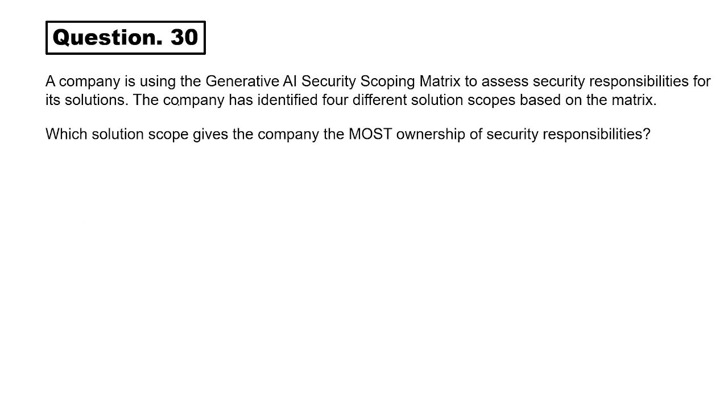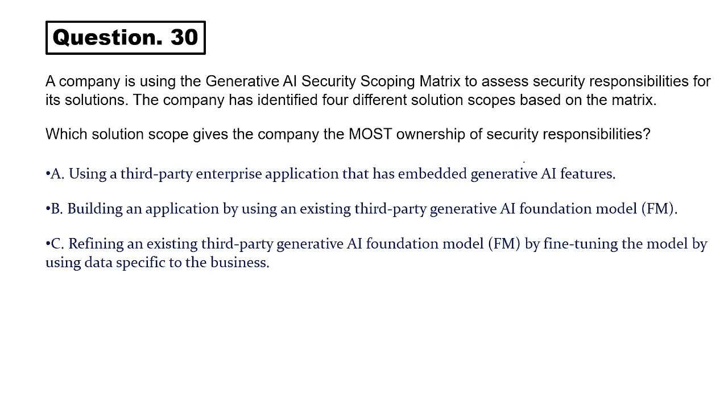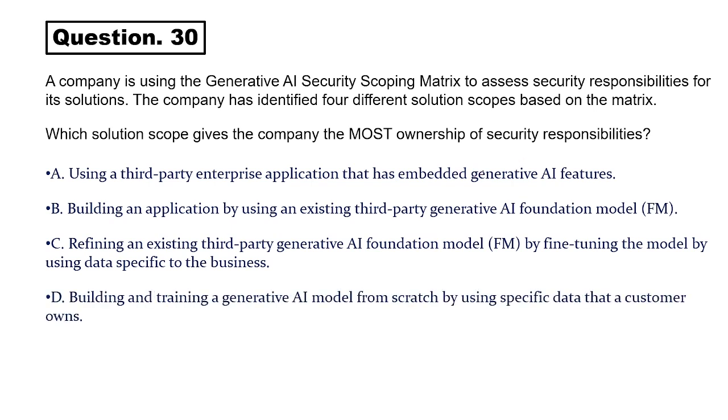Now question number 30. A company is using the generative AI security scoping matrix to assess security responsibilities for its solution. The company has identified four different solution scopes based on the matrix. Which solution scope gives the company the most ownership of security responsibilities? Here are the options. Go through all these options, try to understand, and then give the correct answer. The requirement is ownership of the security responsibilities.